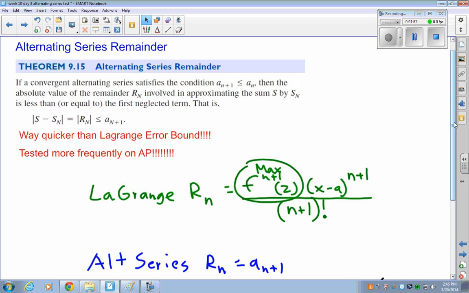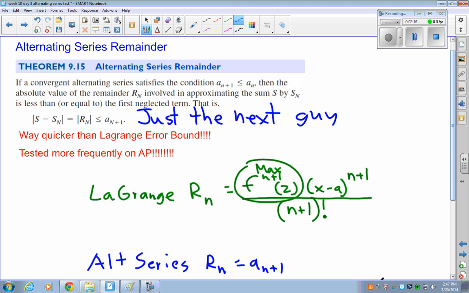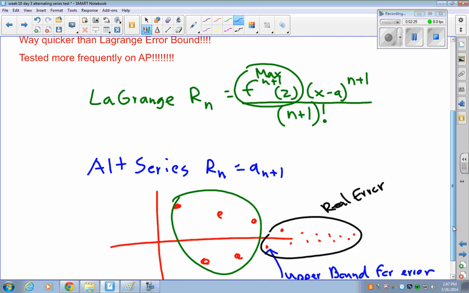When it alternates, the coolest part is this. Your error bound, when you alternate, is just the next guy. That's what you're going to love about it. So the error bound is just the next guy. That's it. You don't have to take derivatives. You don't have to find a max of the derivative. It's just the next guy. The reason it is this.